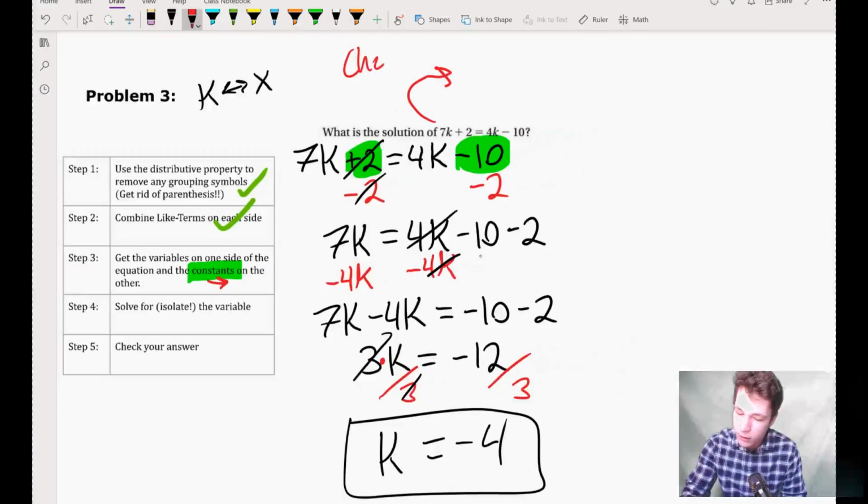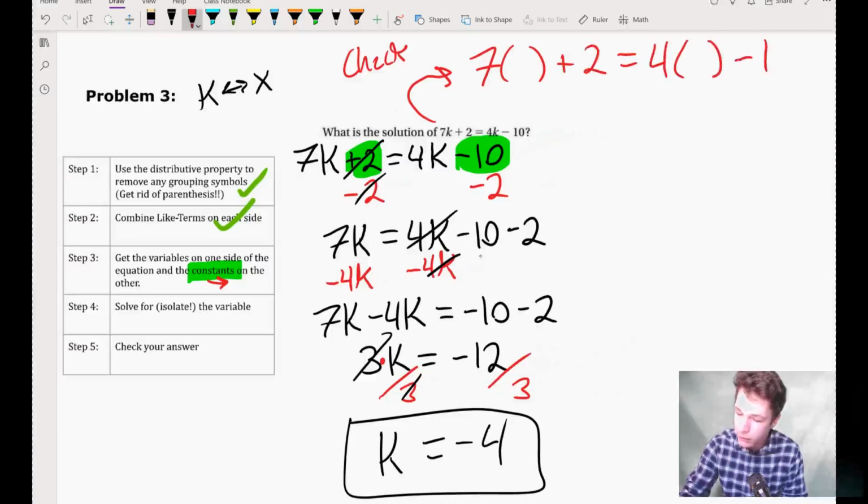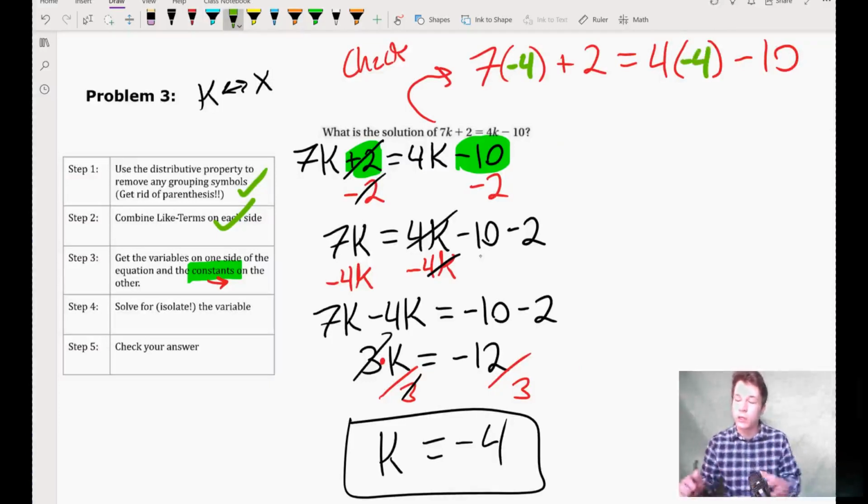We're just going to check. Okay, we'll take this equation. We'll go over here. We'll just say 7 times our value for k plus 2 is equal to 4 times our value for k minus 10. Okay, let's plug in that answer that we got, negative 4. Okay, now you work out both sides and see if you still got the same thing.